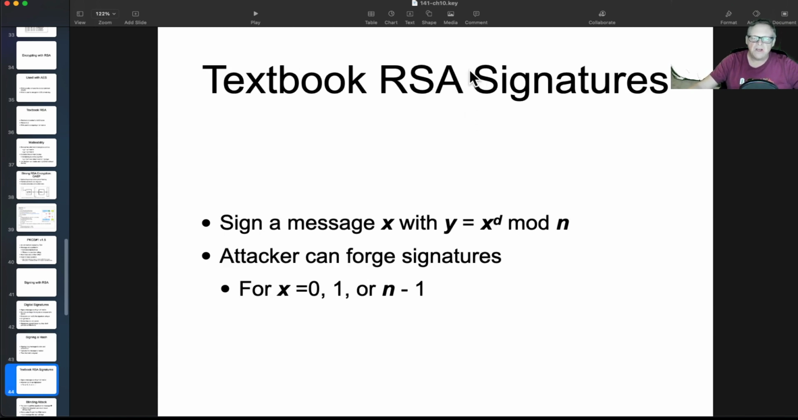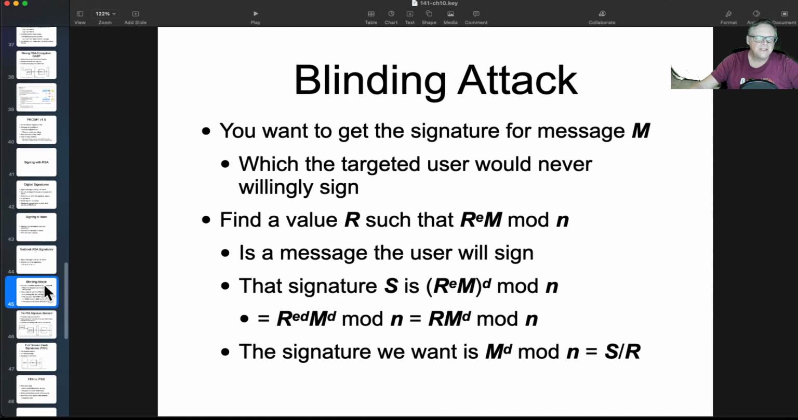So the textbook RSA signature, if you actually take the plaintext message and raise it to the D mod N, then attackers can easily forge signatures. For certain messages, like if the plaintext is 0 or 1 or n minus 1, then it doesn't matter what power it's raised to. And so that's one problem. Also, if you have two of them, you can multiply them together.